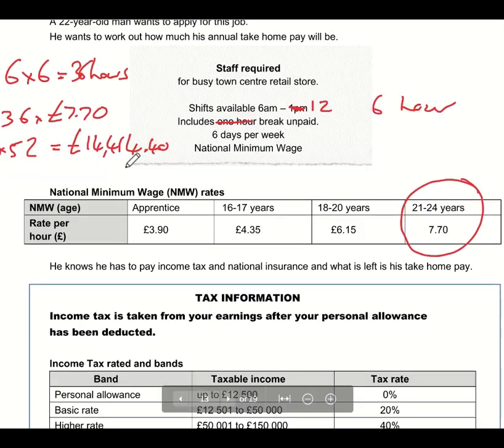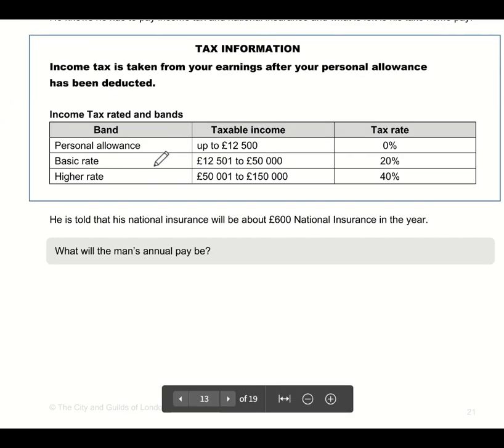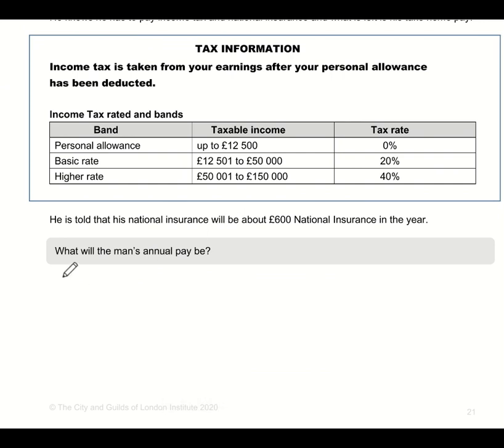So his annual wage is £14,414.40. Okay, so let me just write that down again. So the man's annual pay will be £14,414.40. I think they could have clarified this. They probably should have said after tax. Now, the first 12,500 he doesn't pay any tax on, just the difference.